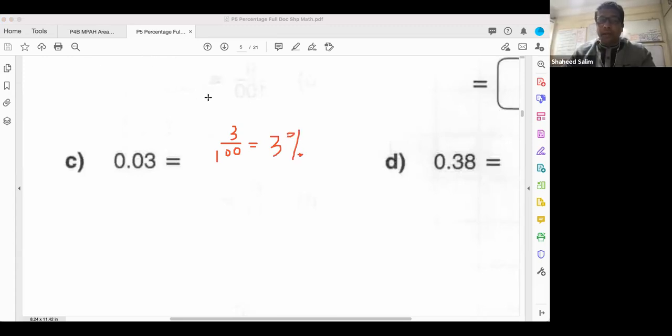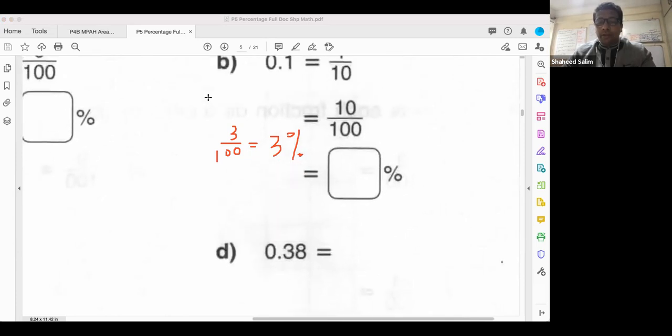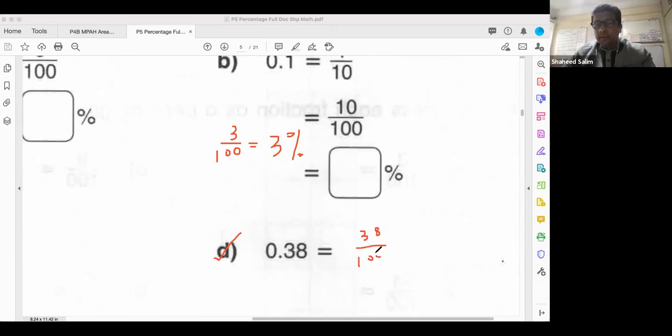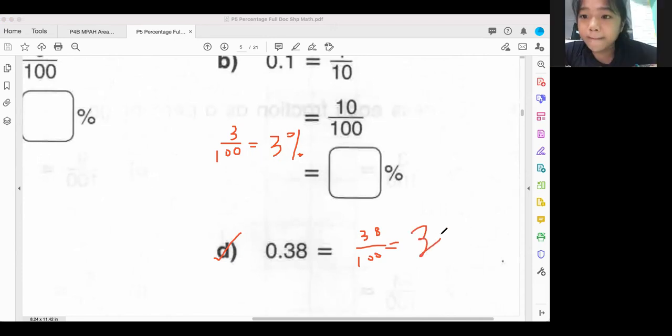We're going to test Naomi. Are you ready, Naomi? This one now, D. What over what as a fraction, Naomi? Shakil, you check later. 30 over 100. How many percent is this? How many percent? 38%.